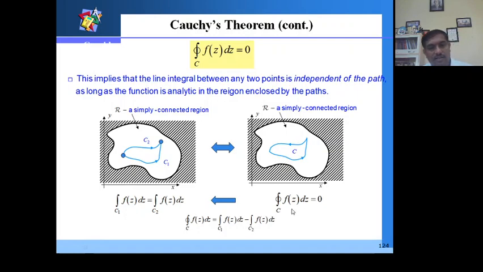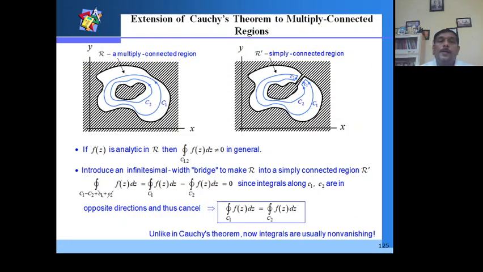This is exactly the reverse process, and we can also write the integral over C of f(z) dz as the integral over C1 of f(z) dz minus the integral over C2 of f(z) dz. This means that between two points the integral is independent of the path as long as the function is analytic. These two diagrams show a simply connected region R.